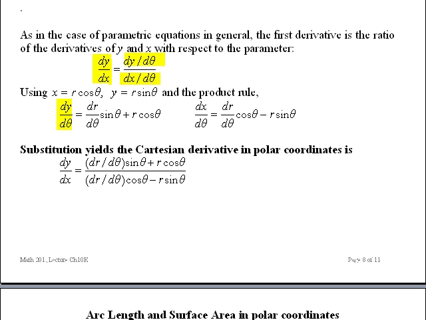To take the derivative of y with respect to theta, remember that r is a function of theta, so y equals r sine theta, where r is a function of theta. We must use the product rule, so we have the derivative of r with respect to theta, leaving sine theta alone, and then we leave r alone and take the derivative of sine theta and get cosine theta.